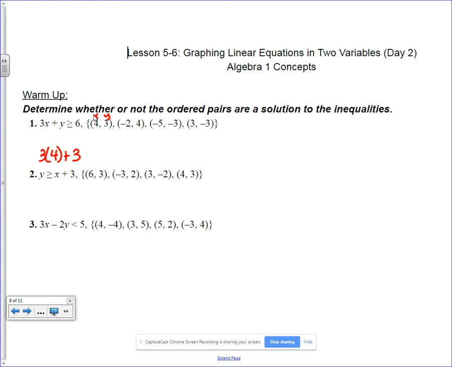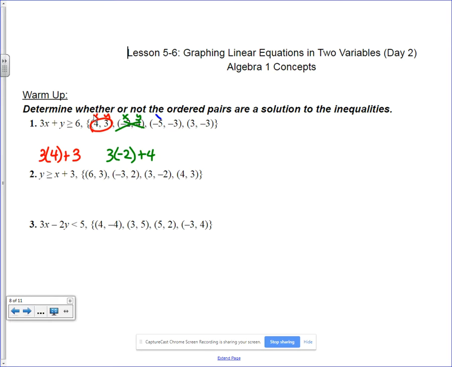15. So ask yourself, Dalton, is 15 greater than or equal to 6? Yes, it is. So that's a solution. Okay. Gage, next one. I've got my x and my y. What will you be writing down here to plug this in? Okay. What do you get there? Is -2 greater than or equal to 6? No. So that is not a solution.